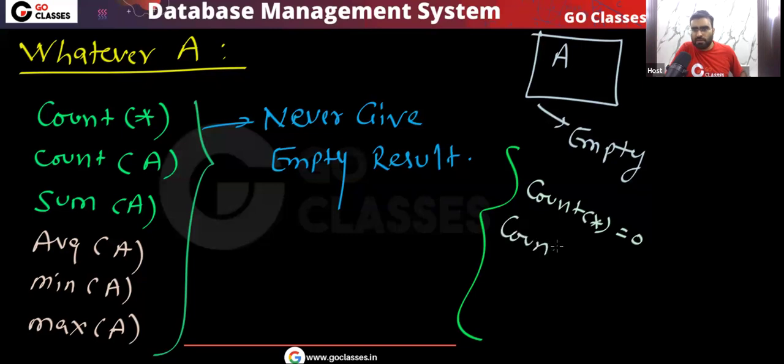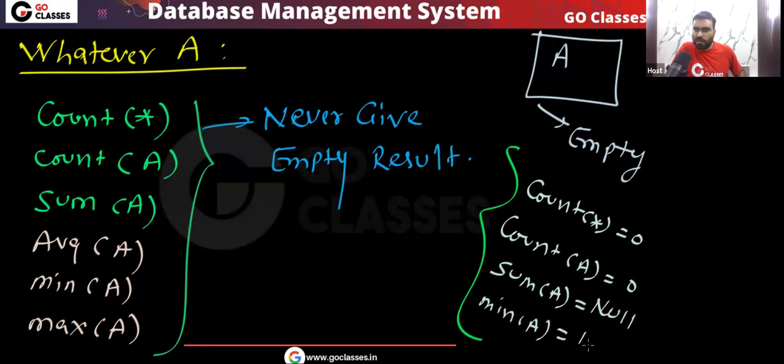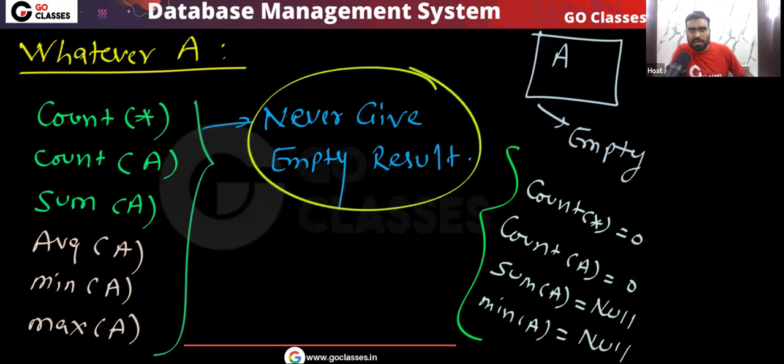What will be count a? One tuple with value 0. What will be sum a? One tuple with value null. What will be min a? One tuple with value null. Is this clear? So they never give empty result.